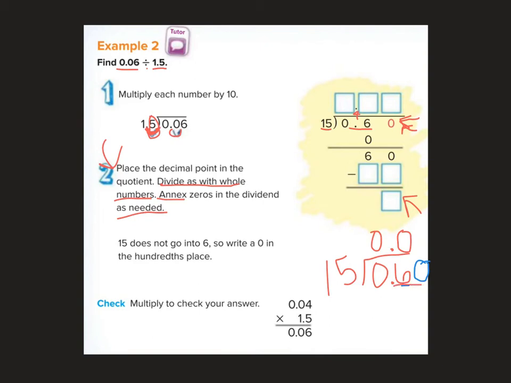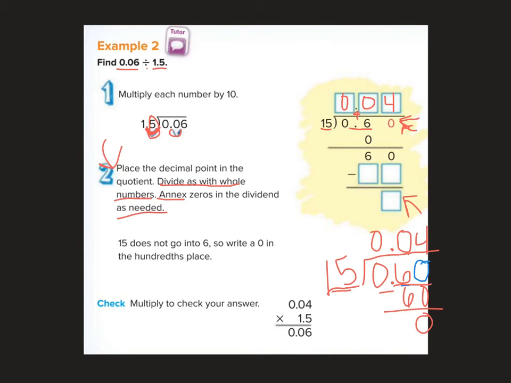Okay, so now I'm going to do 60 divided by 15. Well, I know 2 15s make a 30, so that would mean 4 are going to make a 60. So 15 times 4 is 60. I'm going to subtract it, and now I get 0 remaining. So I don't need to annex any more zeros. I don't need to add them. Remember, annex just means addition or add something in. Okay, so my answer is 4/10. 4/100. Ooh, 4/100, sorry.